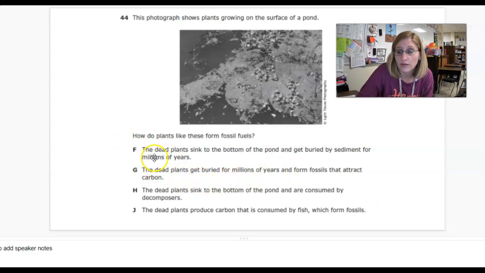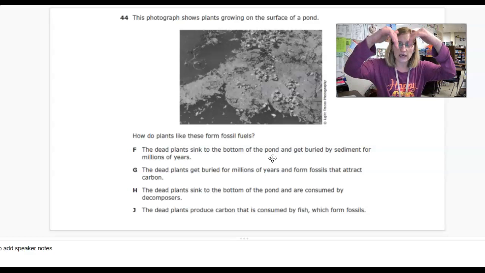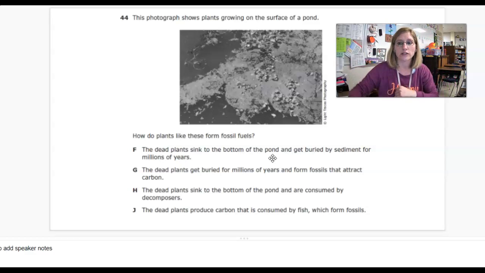If you said F, you're 100% correct. They're getting buried, so it becomes dead plants and animals, and then just keeps getting buried with sediments. And then it adds heat and pressure over millions of years. And that's what forms those fossil fuels that we care so much about to help us with energy.